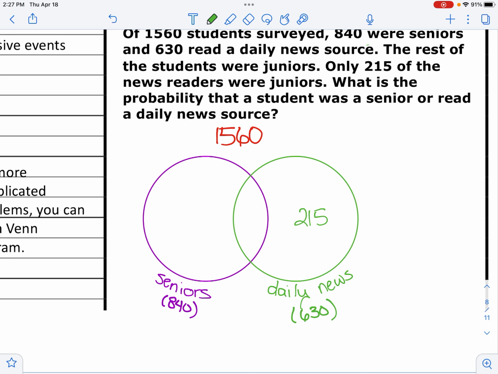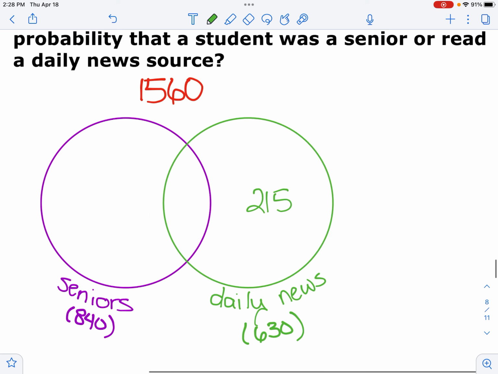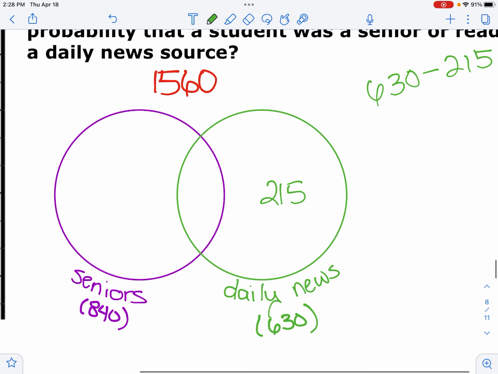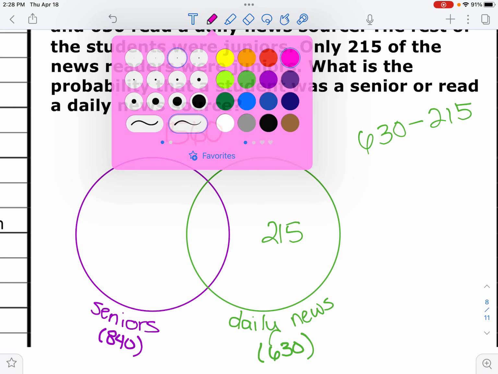Okay, so that's 215. Now this whole circle here has to add up to 630. So if I go 630 minus 215, that gives me 415. That would be what's left in my circle in the middle. So I'm going to write that in the middle.